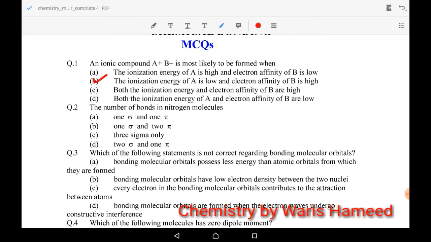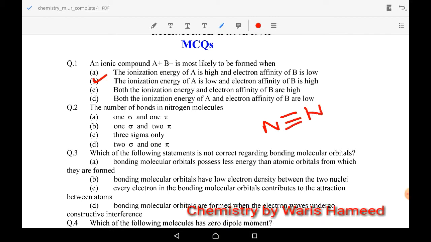The number of bonds in nitrogen molecules. In nitrogen there are 3 bonds. In this case, there is 1 sigma and 2 pi bonds. So its correct option is also B.